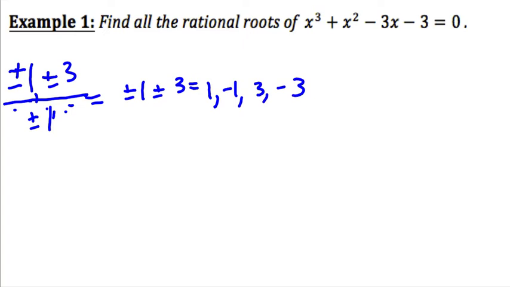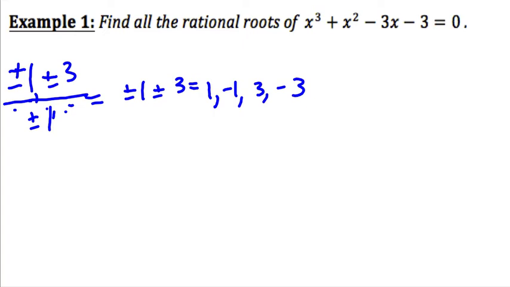Now, we don't have to try all of them. We just have to try it until one works. And once one of them works, then we know it's going to work. Once we get a remainder of 0, it'll drop it down to an x squared, and then we can use our quadratic formula to get our other roots. Because it does say find all the rational roots.